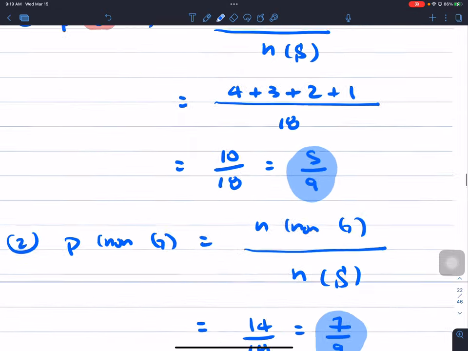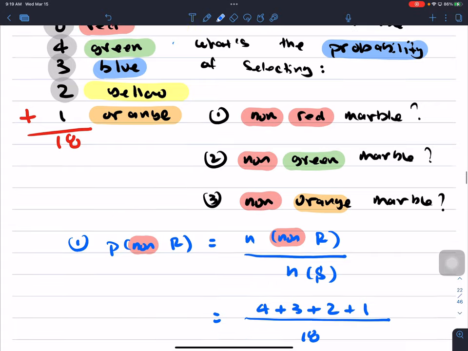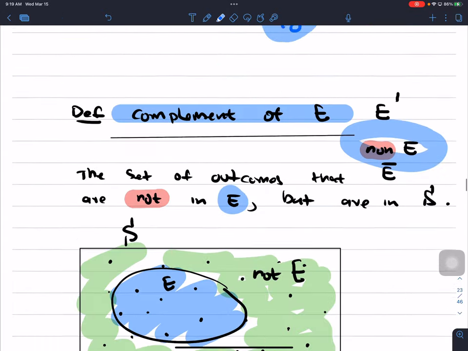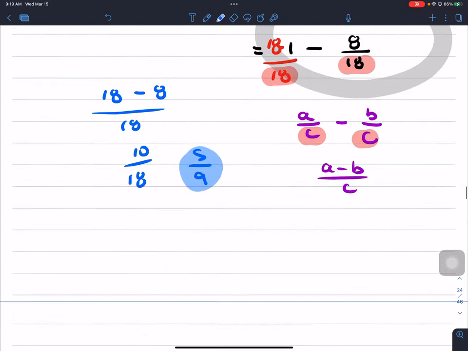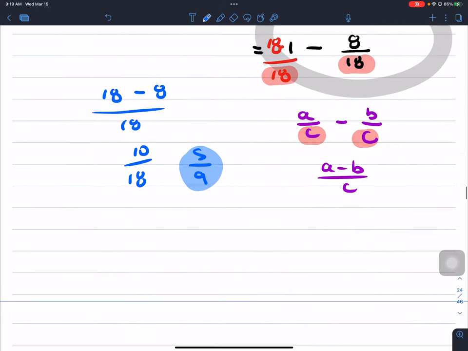So, ladies and gentlemen, you may not think this is a shortcut, but it is. You're going to see. I'm going to change the example on you, and we're going to use this here. So this is some pretty good stuff. What was the next question? Number two. Probability of selecting a non-what?